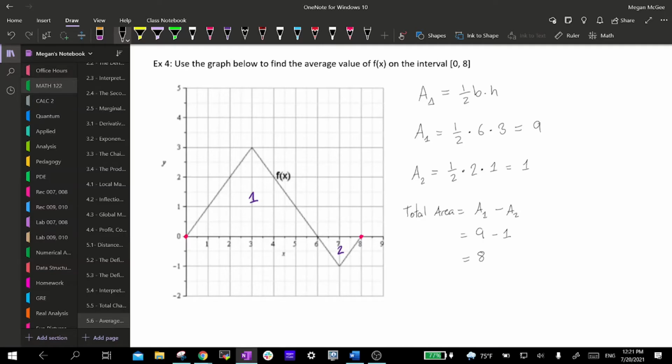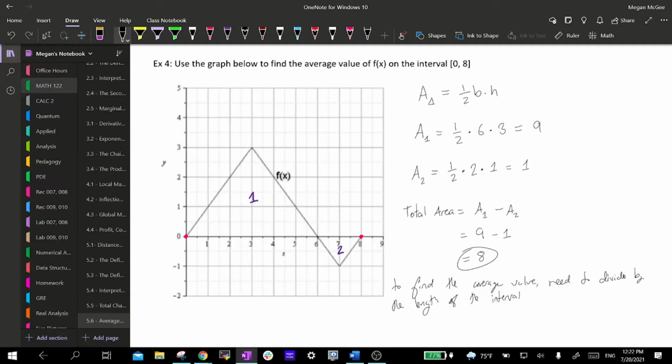Our total area is going to be 8 units. All right, but that wasn't the question we were asked. We were asked to find the average value. So we found the total area, but now we need to find the average value. All right, to find the average value, we need to divide by the length of the interval.